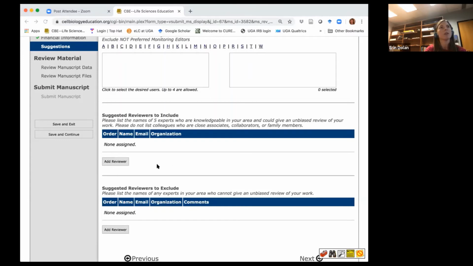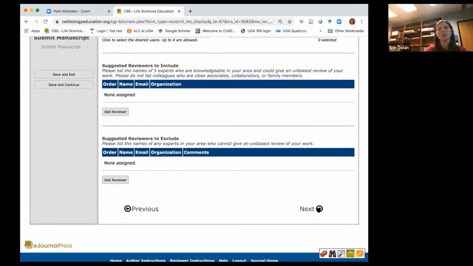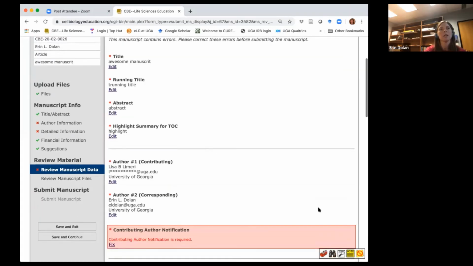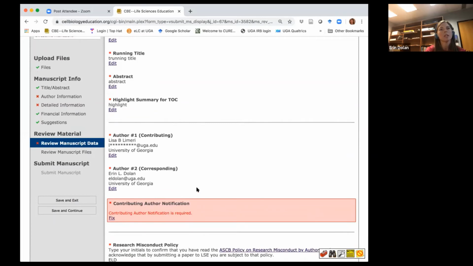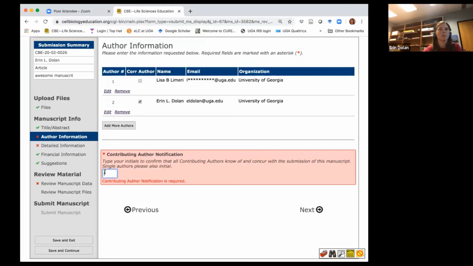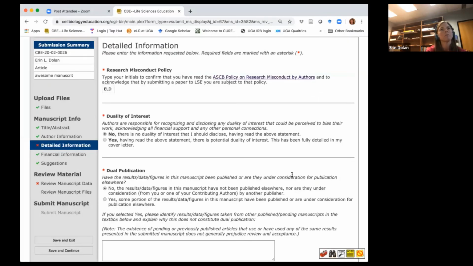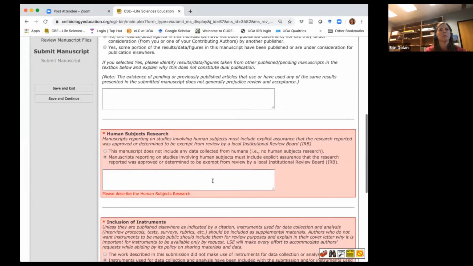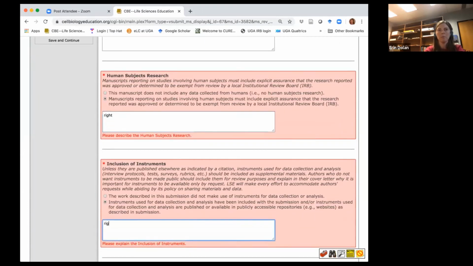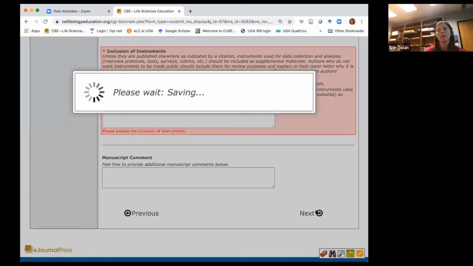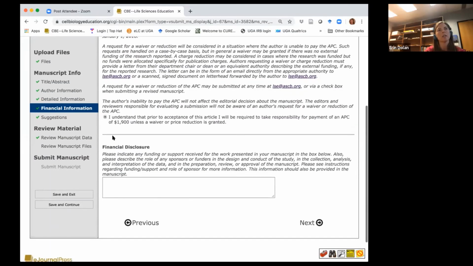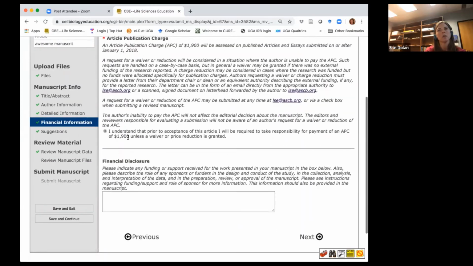Okay. So say I don't want to suggest any editors or reviewers, I can proceed. And then, look, see, anything that's in red is something that I need to fix. So I'm going to go ahead and say that all the authors have read and know of this submission and approved it. Okay, so I need to write something in here. Do you see how all the red points tell where the errors might be? So we use that as a signal that everything is ready to finalize or not.